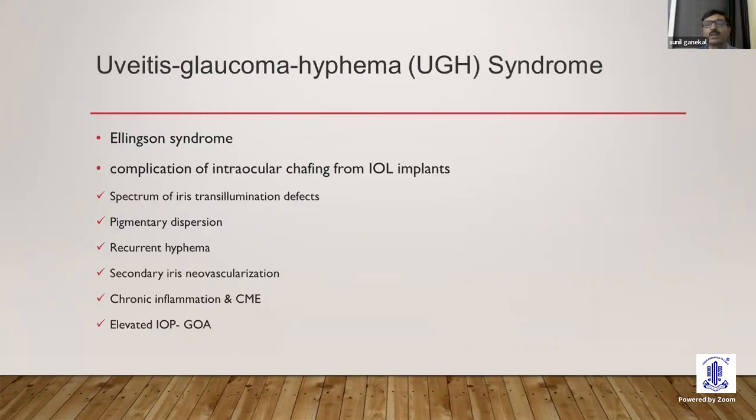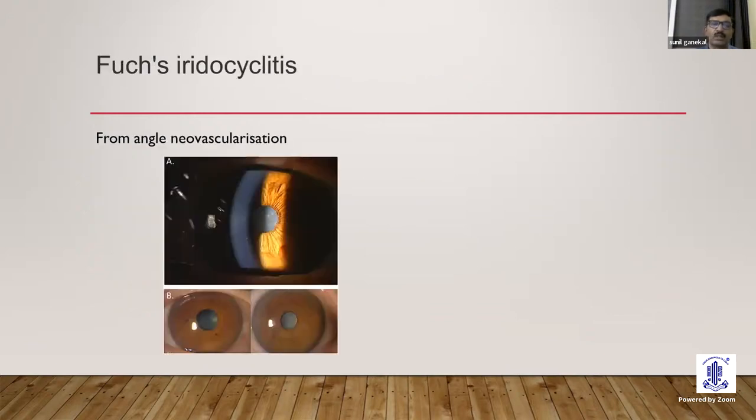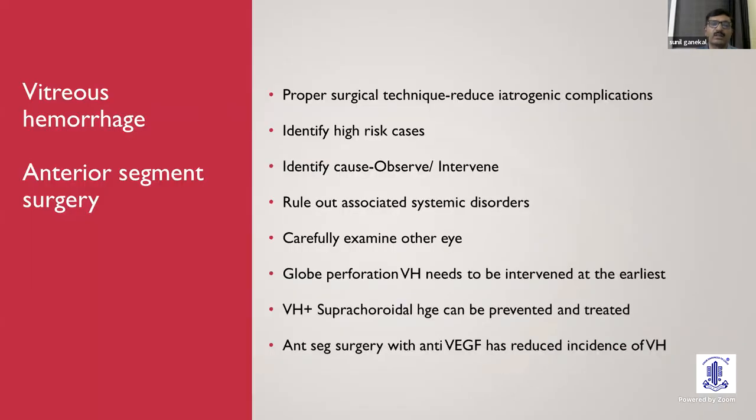Another syndrome which has been typically described is the uveitis-glaucoma-hyphema syndrome, which occurs typically due to chafing from IOL implants placed in the sulcus. They tend to cause secondary iris neovascularization, pigment dispersion, recurrent hyphema and vitreous hemorrhage. Fuchs, another entity which may be associated with cataract, angle neovascularization and iris neovascularization, also tends to have a bleed and cause a vitreous hemorrhage.